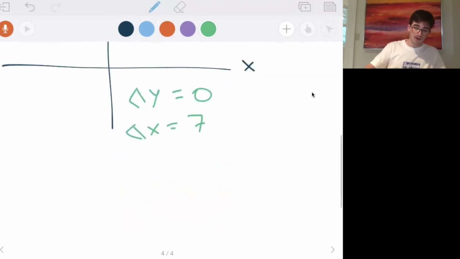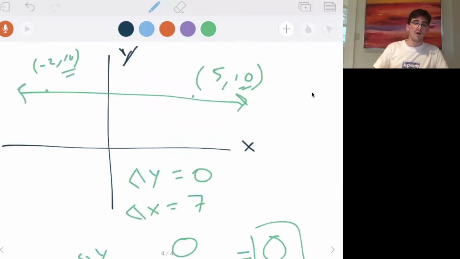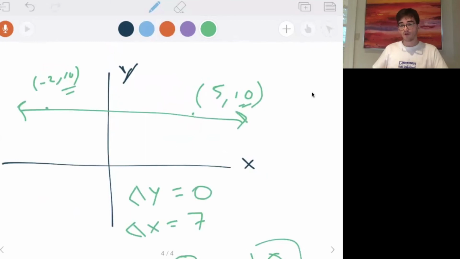So if we put it all together, slope is change in y over change in x, and that's going to be 0 over 7. As we know, 0 divided by anything is going to be 0. So here we've demonstrated that a horizontal line has a 0 slope.